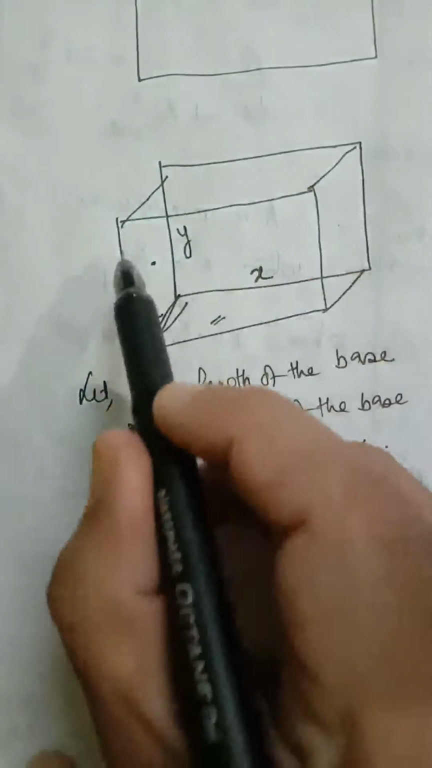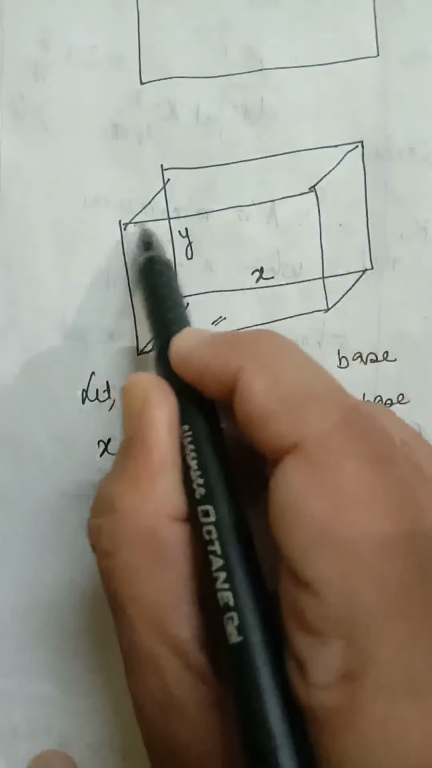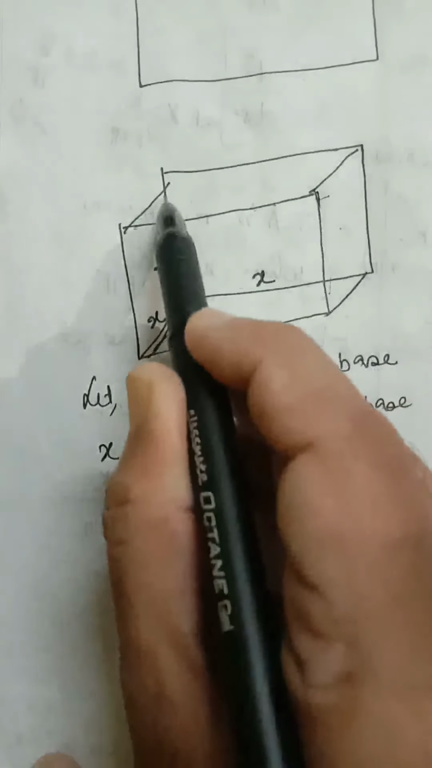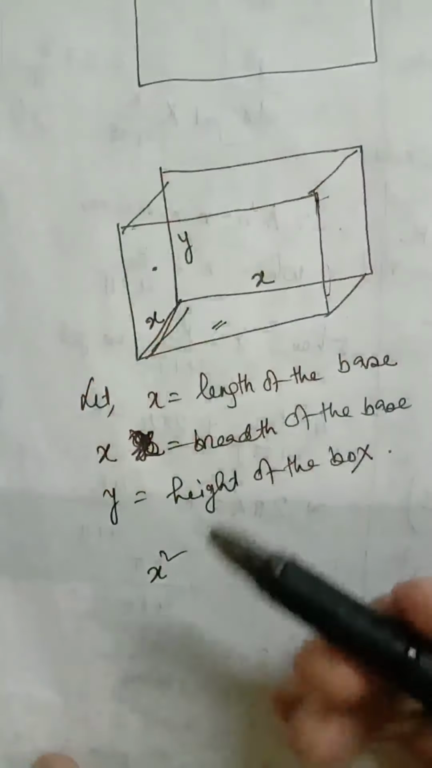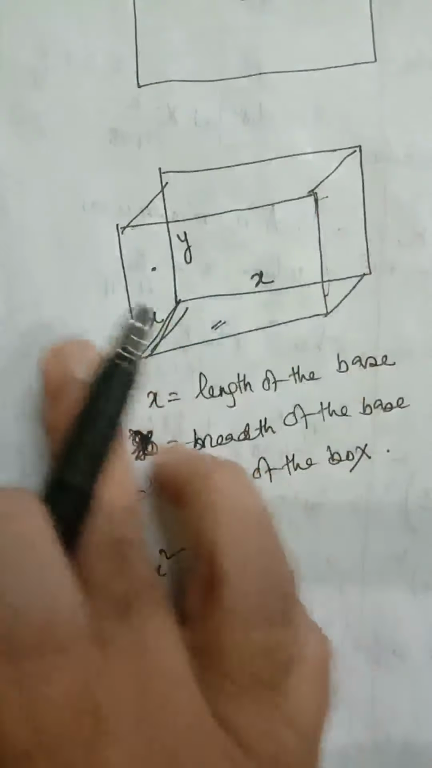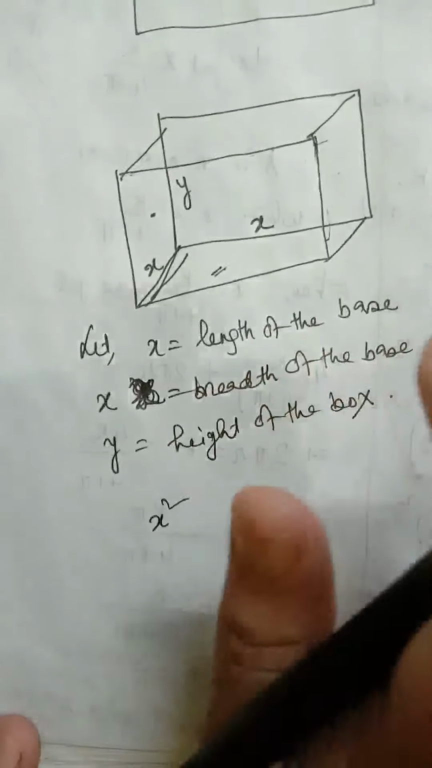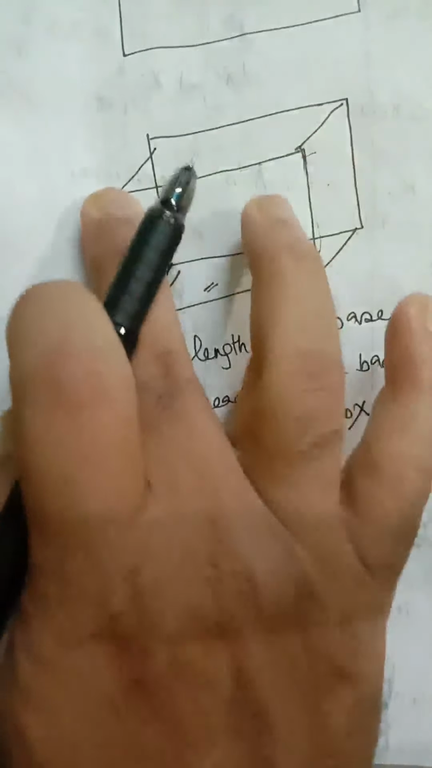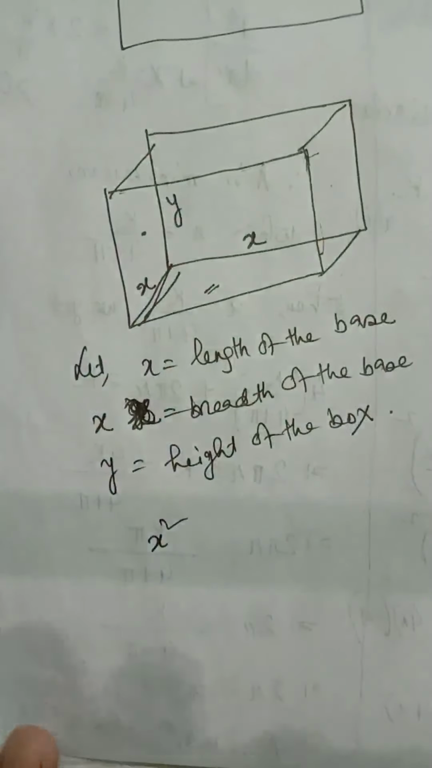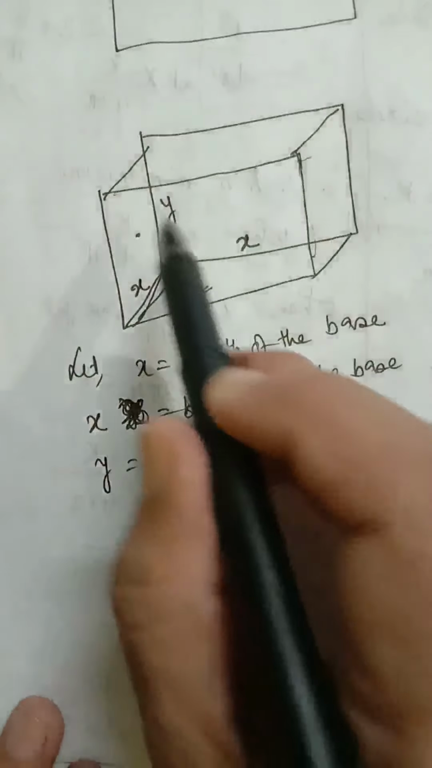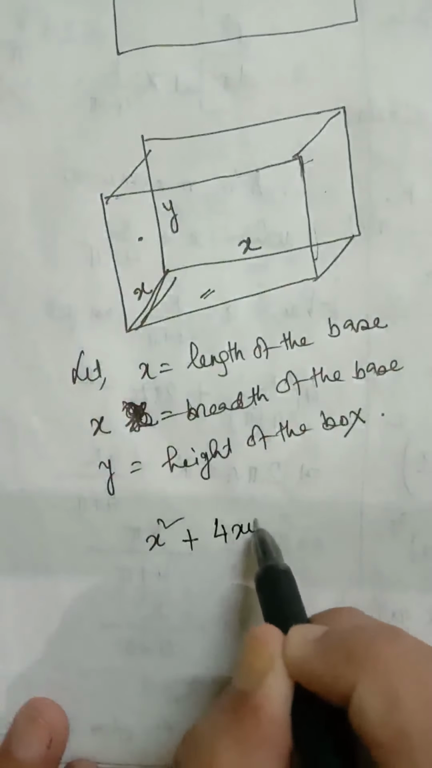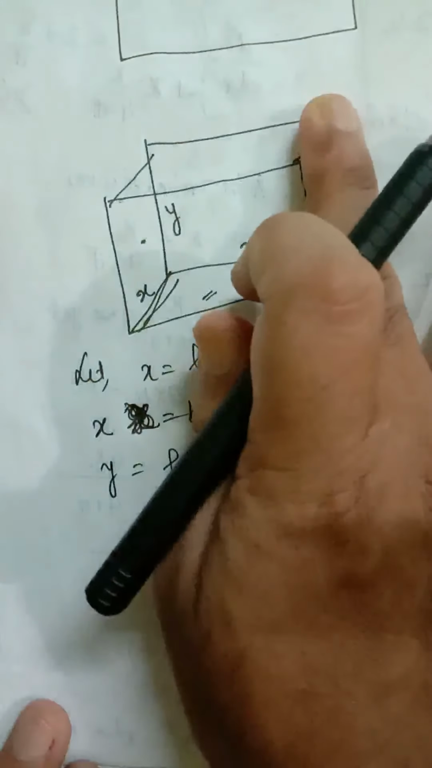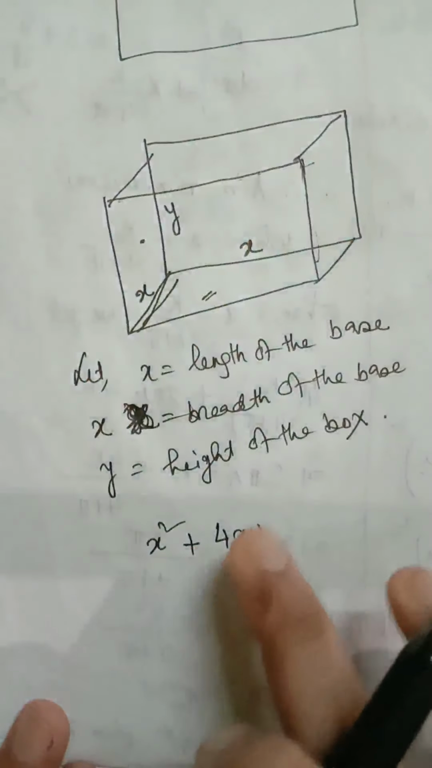Area of front side: this length is x, and the height is y. So area of the front side is xy. Area of back side is also xy. Area of each of the four faces is xy. So here we have four lateral faces, and the area of four lateral faces will be 4 into xy. The top of the box is open. So this much wood is used to construct this box.